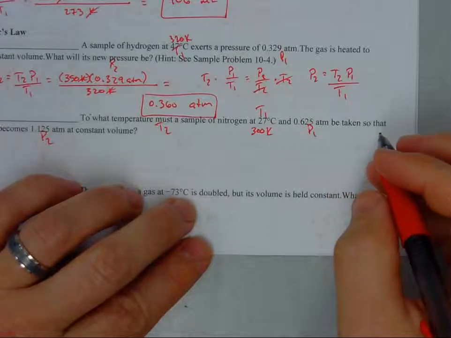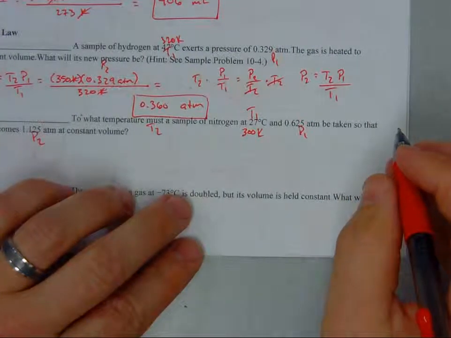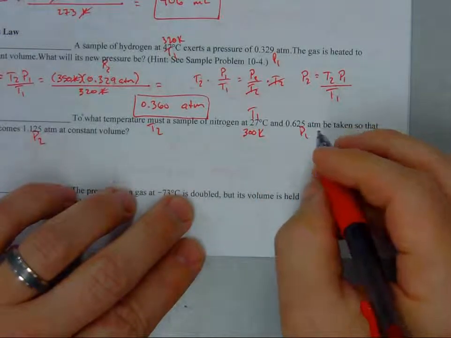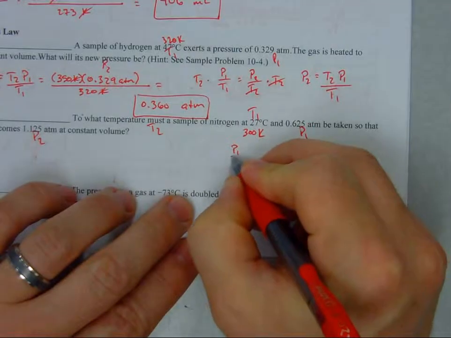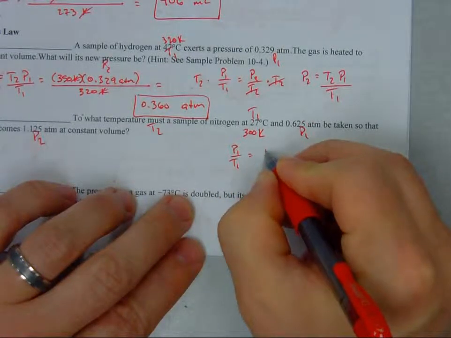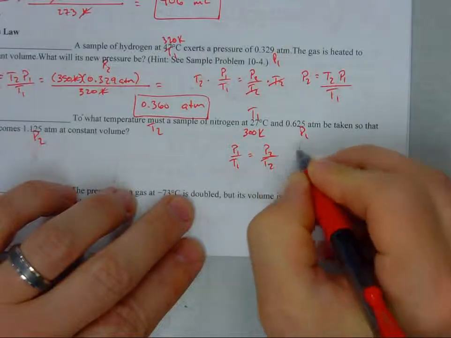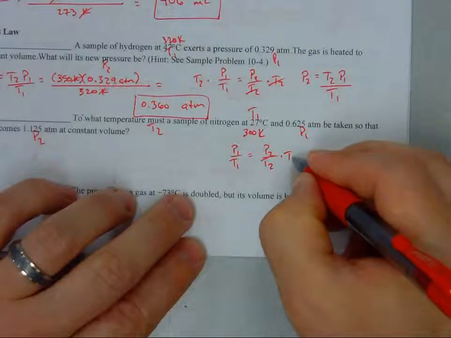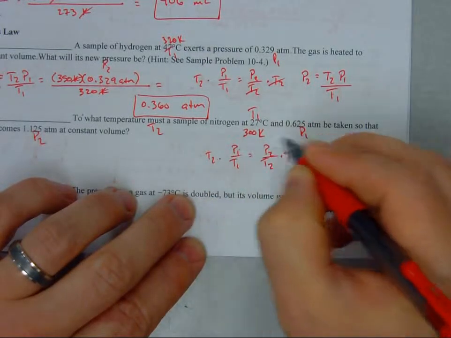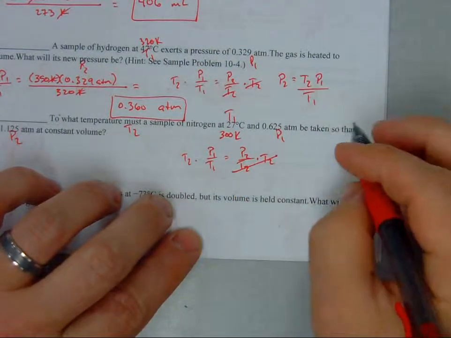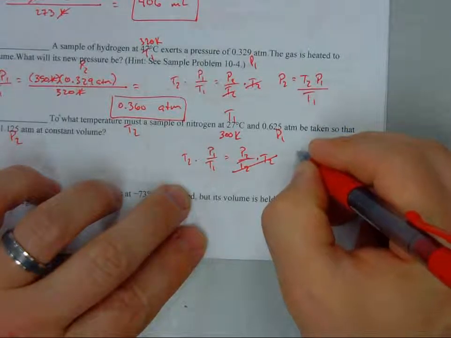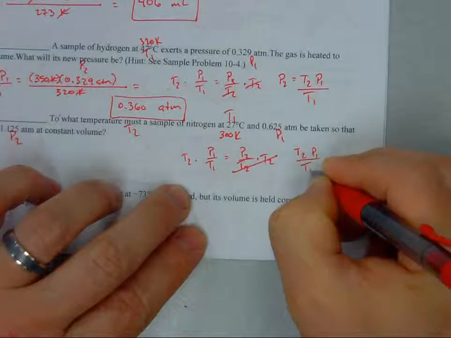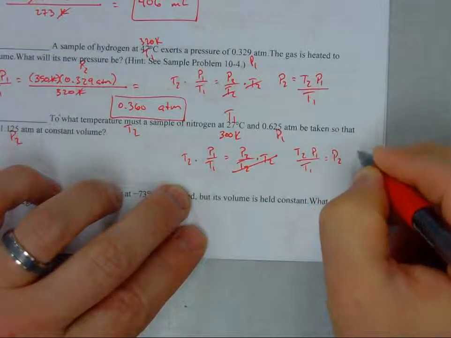This is probably going to be nice and annoying because we're going to have to take a value in the denominator out of the denominator. That's always super annoying. But here we go. P1 over T1 is equal to P2 over T2. I'm solving for T2. So multiply both sides by T2. That cancels right there. So I end up with T2, P1, T1 is equal to P2.